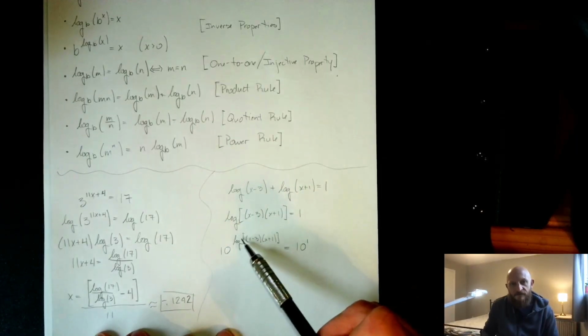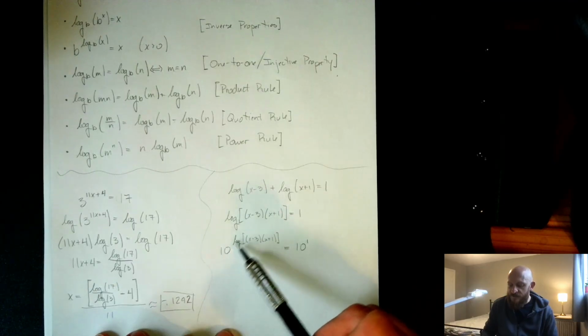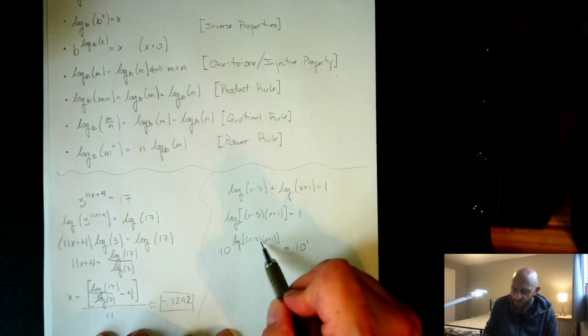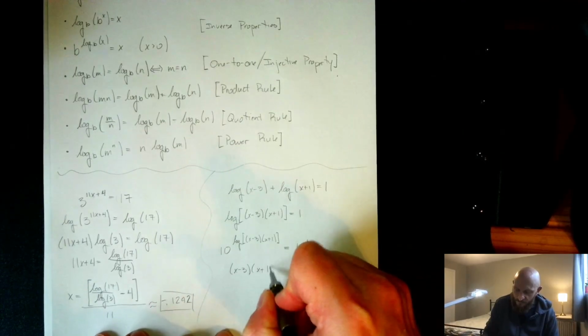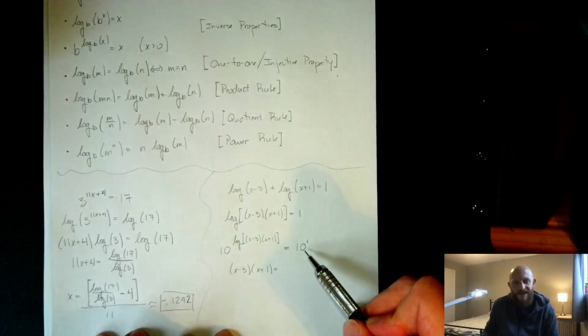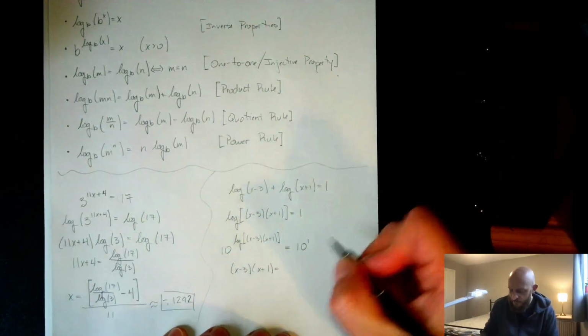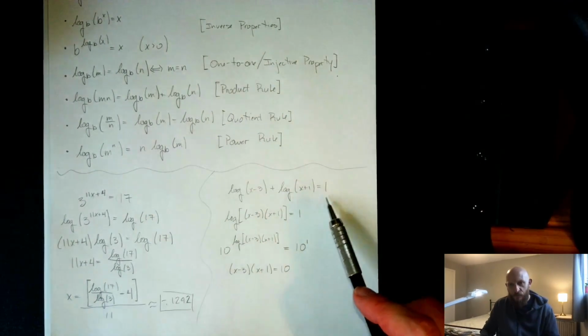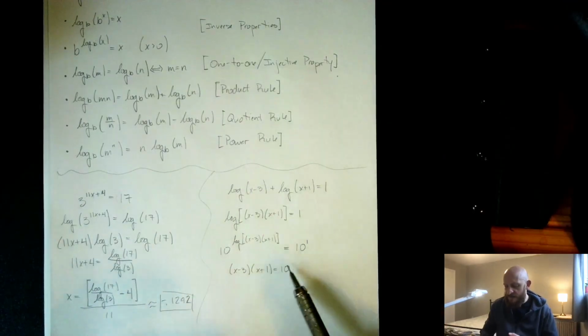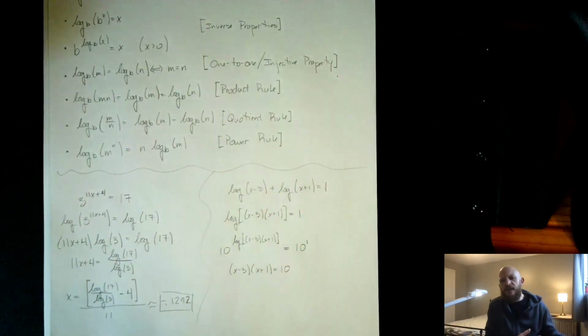And now I use the inverse property to say that this left-hand side, the 10 and the log just cancel each other out to leave me whatever is inside the argument. So x minus 3 times x plus 1 equals, and then on the right-hand side, we can just calculate that out. This one's nice and easy. It's just 10. But if it was some other nasty number, like 1.7, then it'd be 10 to the 1.7. Just put that into your calculator, and that's what goes on the right-hand side.